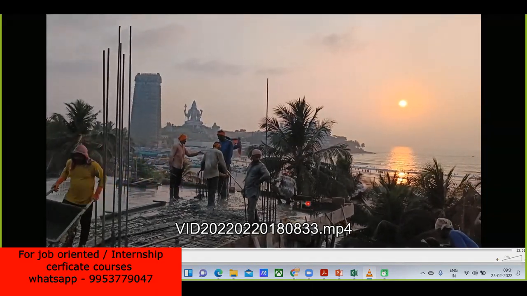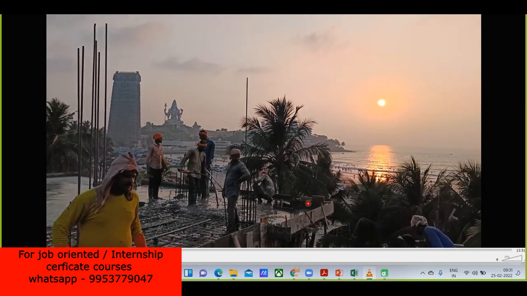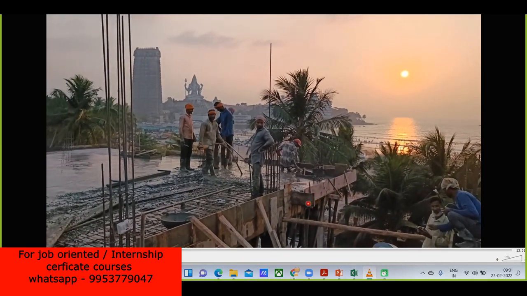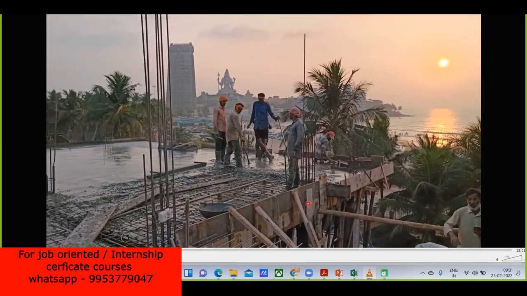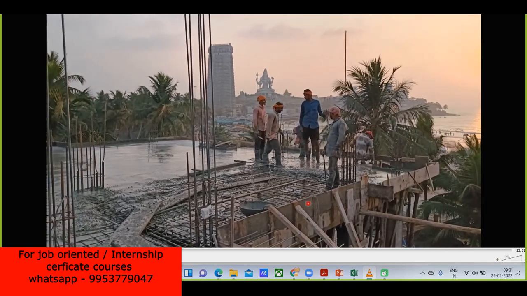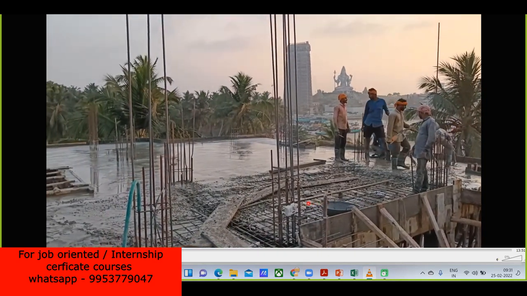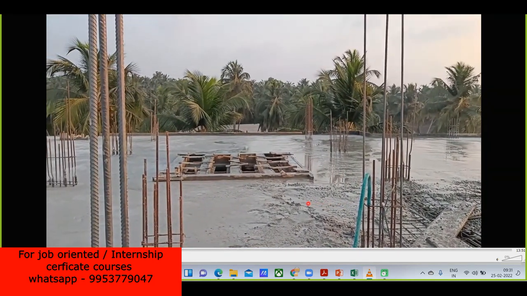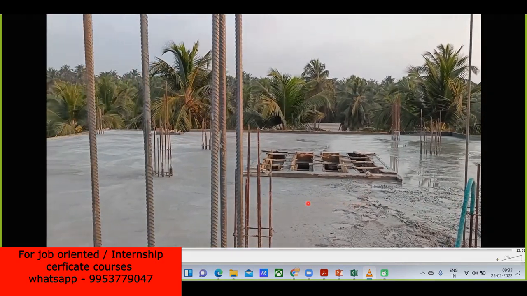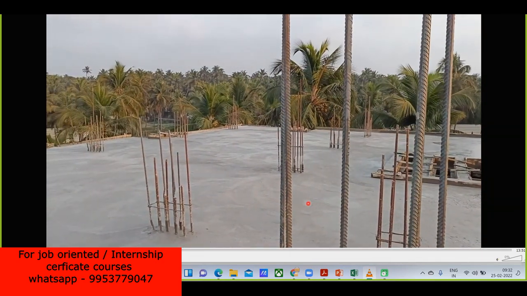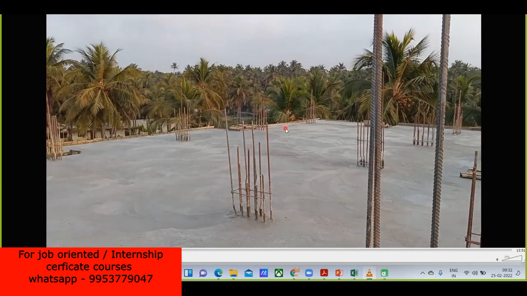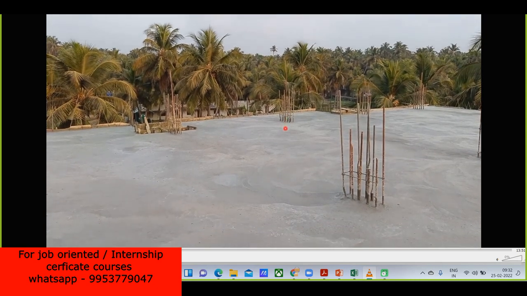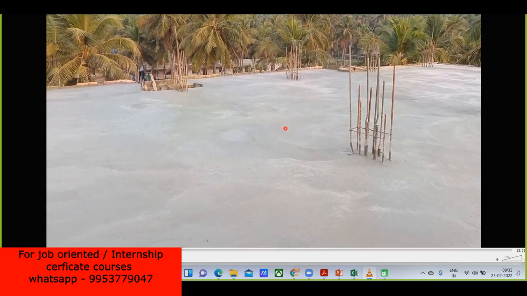So this is around 6 o'clock in the evening. We are almost done with 70% of the slab. Another 30% of the slab is remaining. All this part is half dried now, because we did the concreting in this particular area at 9:30 in the morning. It's 6 o'clock in the evening, almost 9 hours have passed, and we know that the final setting of cement will take 10 hours, that is 600 minutes.